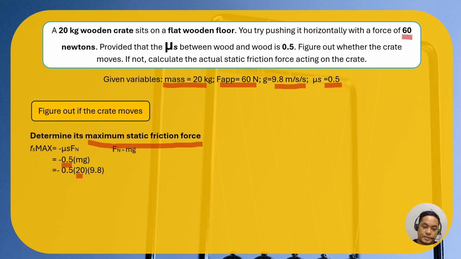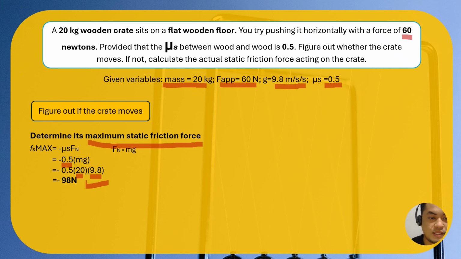You will just substitute it here in our m variable and in the gravity, and it's positive. Then you will multiply all these factors. It will give us a product of negative 98 Newton. And it's negative because it's going to the left, opposing the applied force direction. So this is the maximum Newton that this object can hold as it keeps the object at rest.